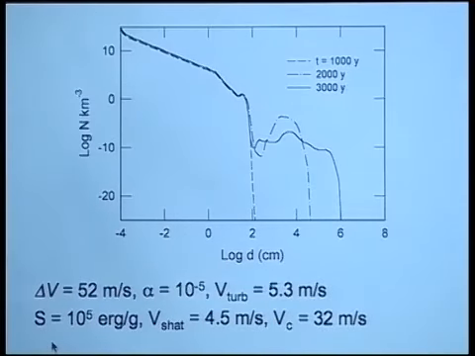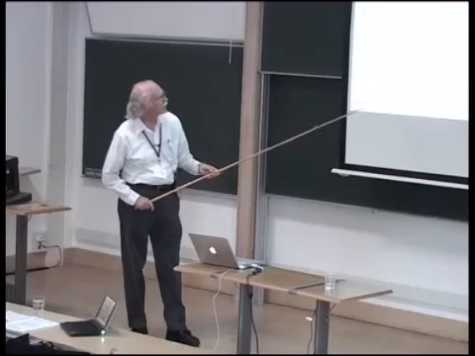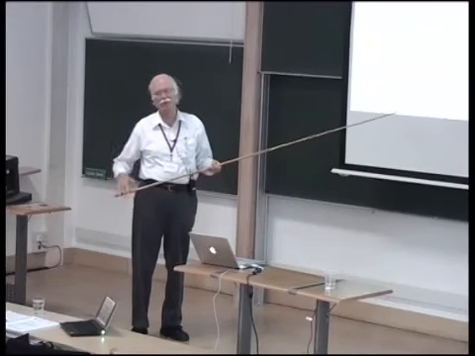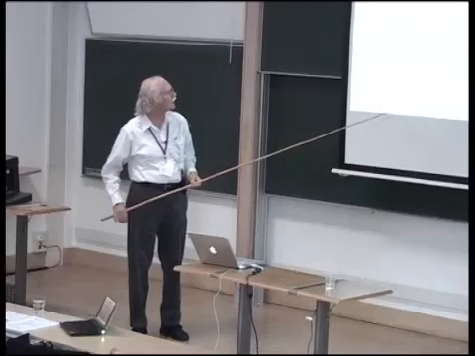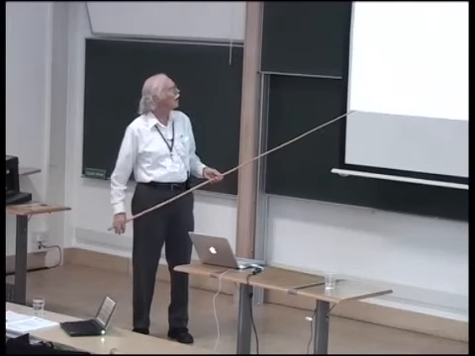This really depends. Well, let's see. Okay, getting ahead of myself. Here I put in an alpha of 10 to the minus 5, which is pretty pitiful by most people's standards, but gives you a turbulent velocity of a few meters per second.